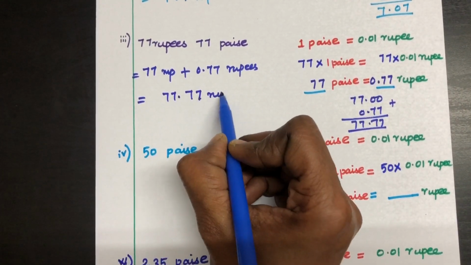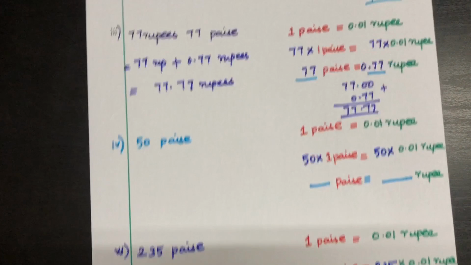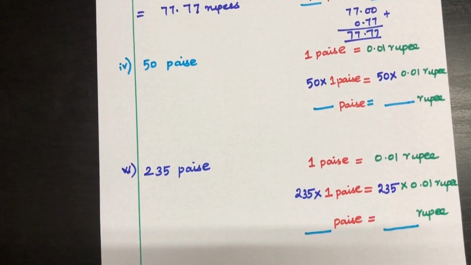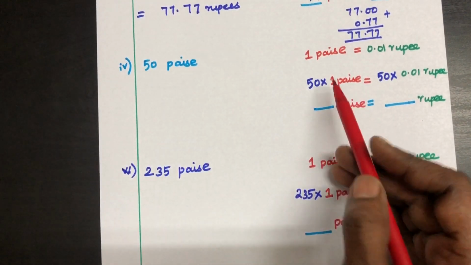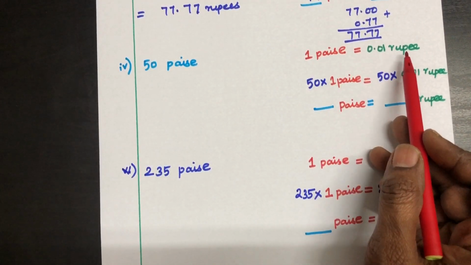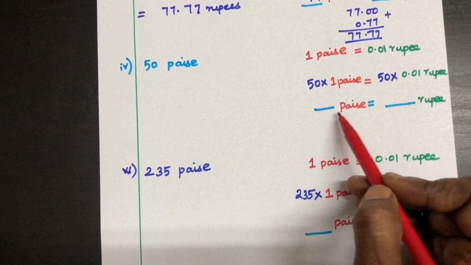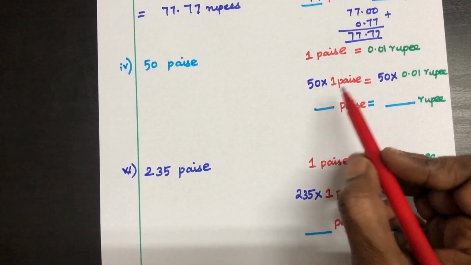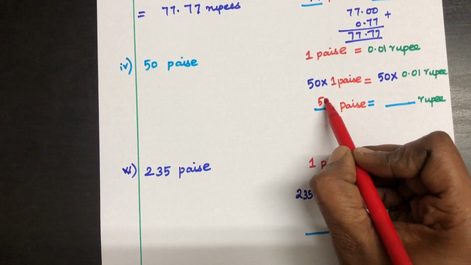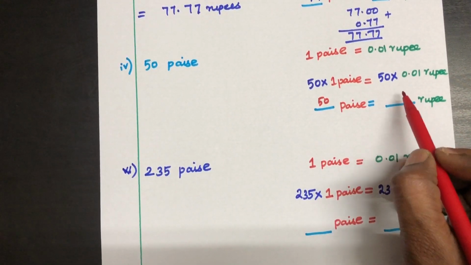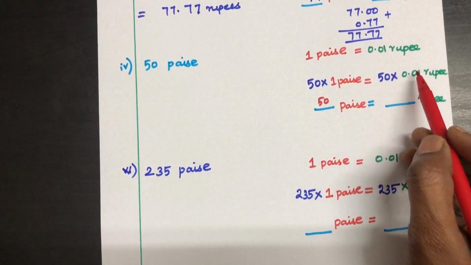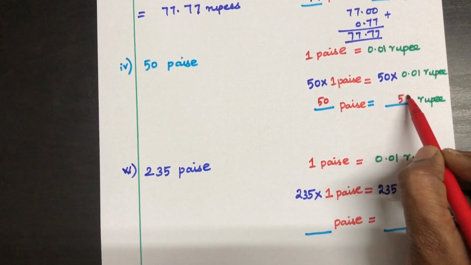77.77 rupees. Now 50 paise is equal to what? 1 paise is 0.01 rupee. So multiply both sides with 50, and we will get 50 paise as rupee. 50 into 1 paise is 50 paise is equal to, see here, 50 into 1 is 50.